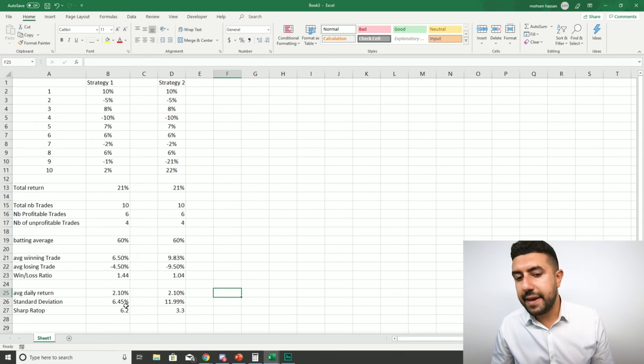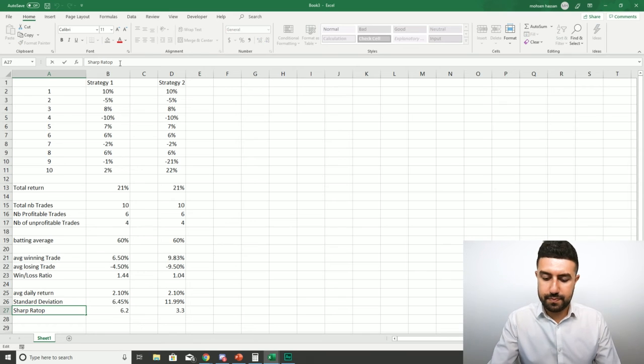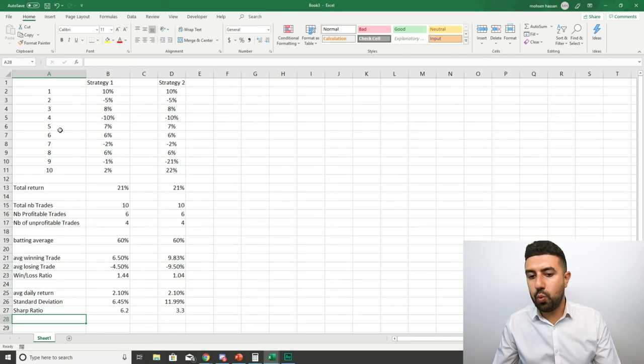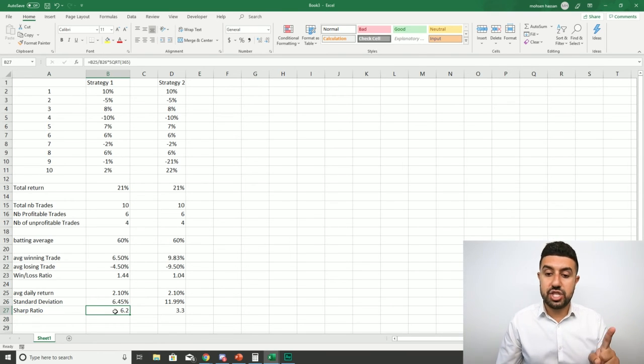So I have a Sharpe ratio that is way better for this strategy. That means this strategy generates for me a bigger amount of return for one unit of risk than this one does. So I would choose this strategy to run.